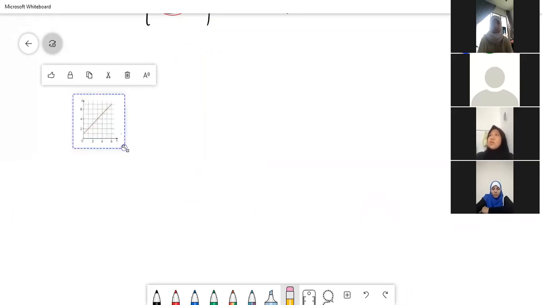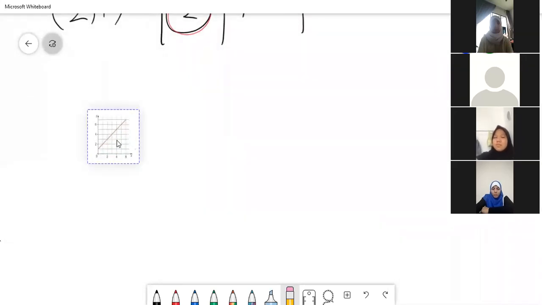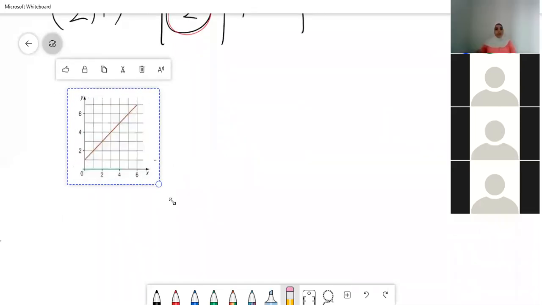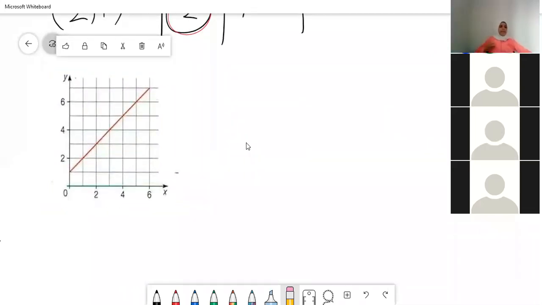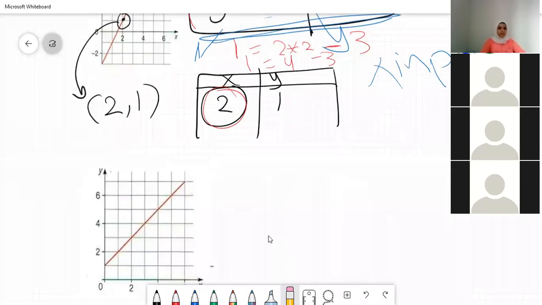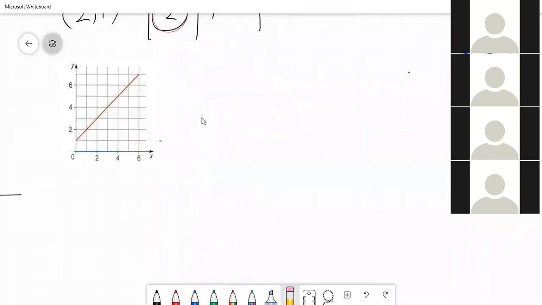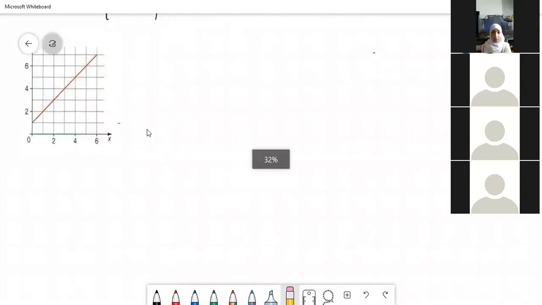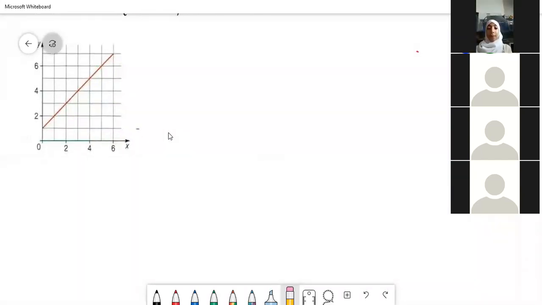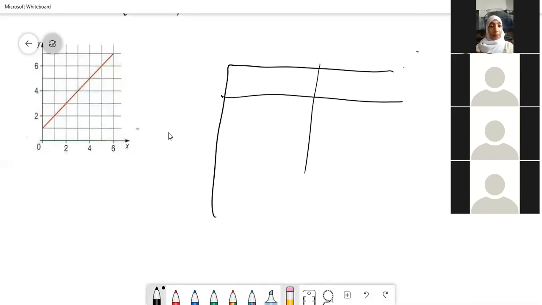Here we have another line. It is different from the previous one. You can see it is different, right? This one has a slope less than this one. The slopes of these two lines are different. So, Ithar, I want you to pick some points on the line and tell me the values of x and y of those points.